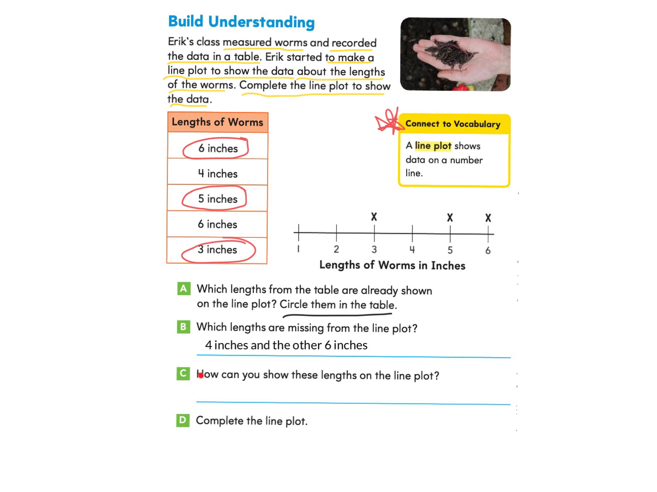Now let's take a look at part C. How can you show these lengths on the line plot? Well, how did he show the ones that are circled? He made an X for those ones. So we can answer, I can make an X over the 4 and another X over the 6. And then I can complete the line plot. So I'm going to go ahead and do exactly what I said I was going to do. I'm going to put an X over the 4 and another X over the 6. Now I have completed the line plot.